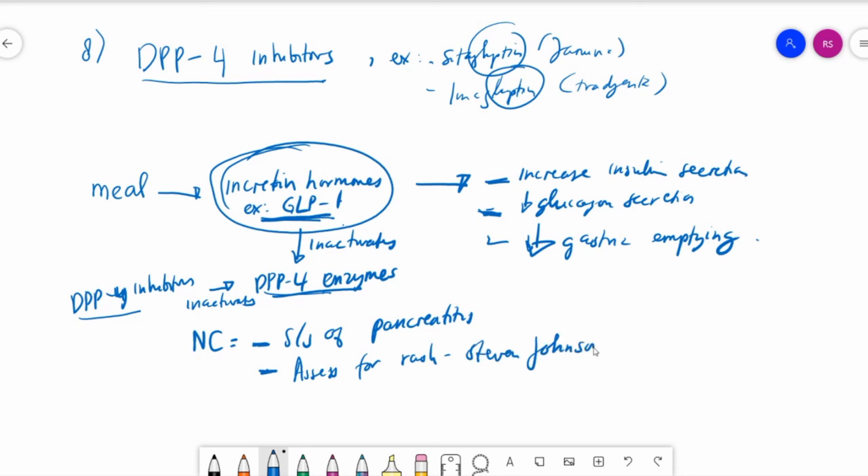Also, assess for rash, because this drug can cause Stevens-Johnson syndrome. This is not just a typical rash. If you have a severe and persistent rash, especially if it's accompanied by fever, general malaise, fatigue, conjunctivitis, and oral lesions, this can be fatal and could be Stevens-Johnson syndrome. So you've got to be careful with that. Teach your patients about the signs and symptoms.